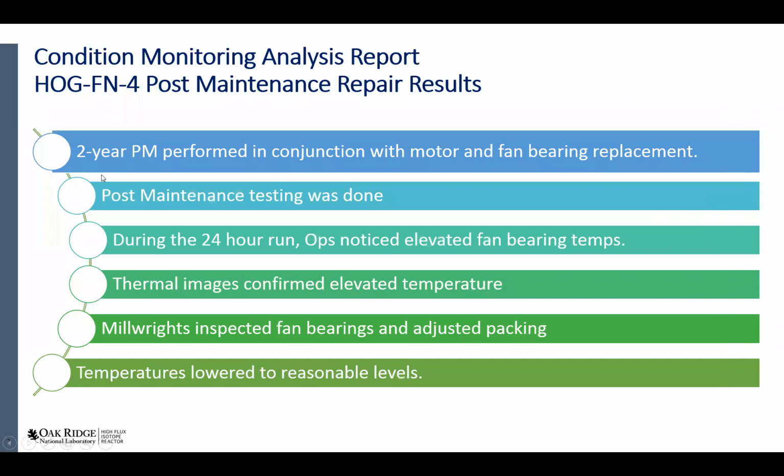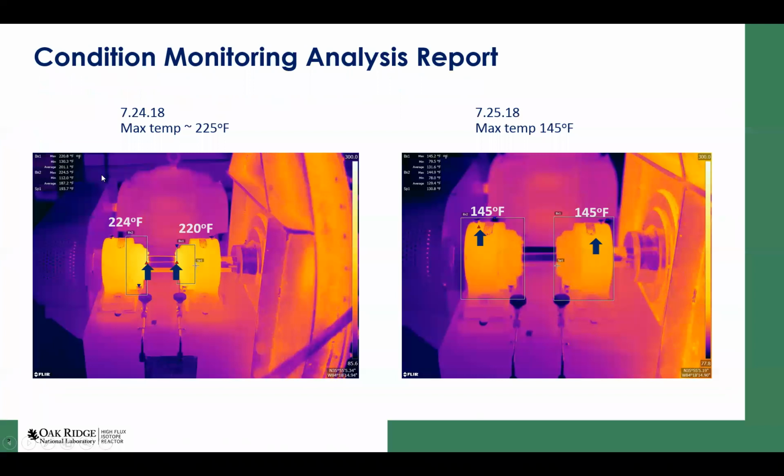We did a PM on this particular fan, and we also replaced the motor on this fan. When we were doing our post-maintenance test, which you saw in my circle as part of the cycle, the 24-hour run, operations noticed that the bearings were looking warm. We went out with our thermal camera and took some temperatures. Based on where these temperatures were, we knew something strange was going on, because they were warm toward the shaft on the inside of the bearing. The way the bearings normally look is like in this picture, where the hot spot is in the middle of the bearing. It's about 150 degrees, which is about where we like these particular bearings to be.